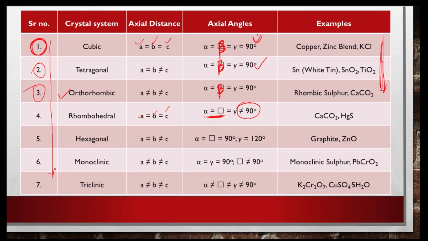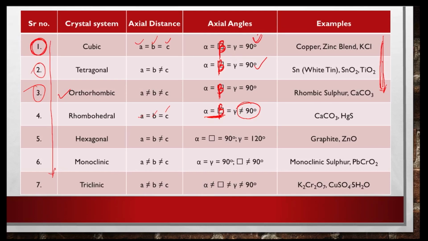ध्यान से देखो, क्यूबिक और रोम्बोहेड्रल में थोड़ा सा ही फर्क है. वहां भी एंगल्स इक्वल हैं, यहां भी एंगल्स इक्वल हैं, वहां भी साइड्स इक्वल हैं, यहां भी साइड्स इक्वल हैं, बस वहां एंगल्स 90 हो जाते हैं और यहां एंगल्स 90 नहीं होते हैं. Is that clear? Perfectly, okay.